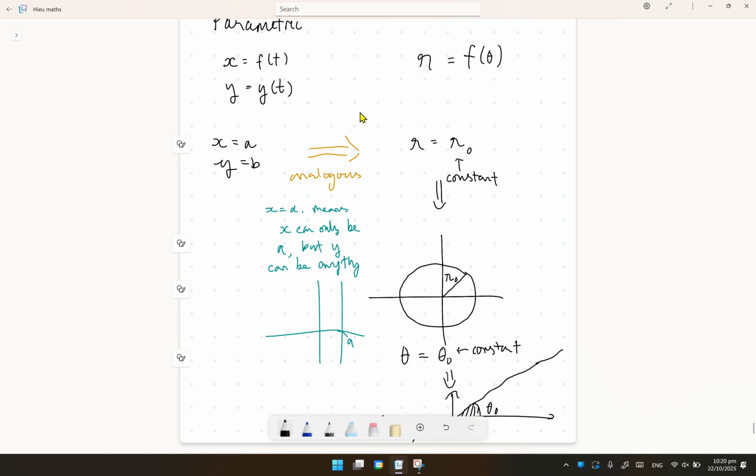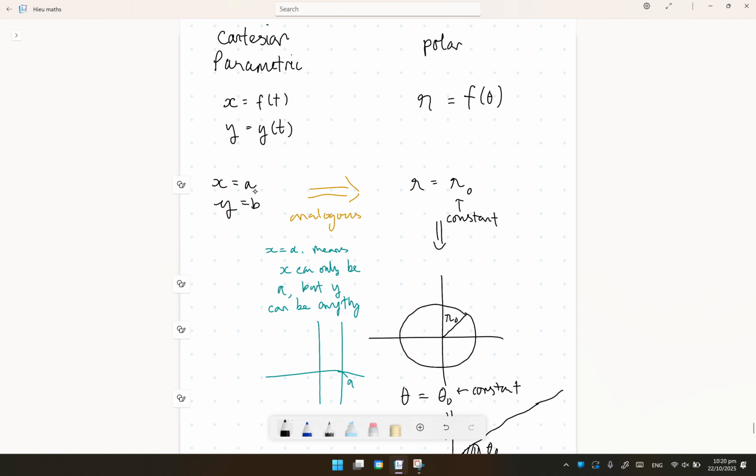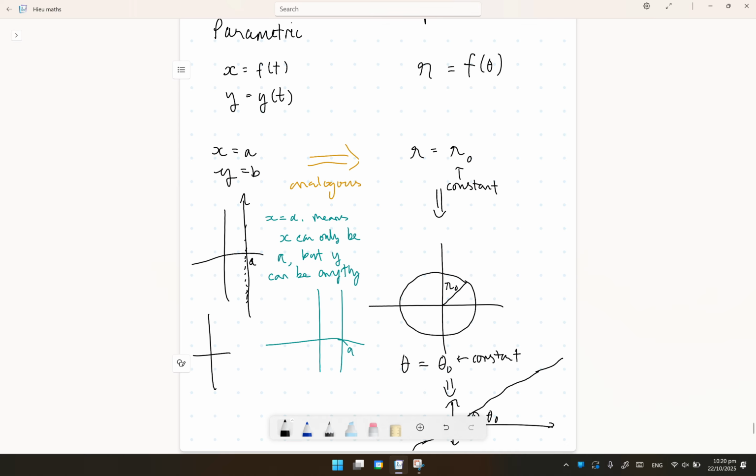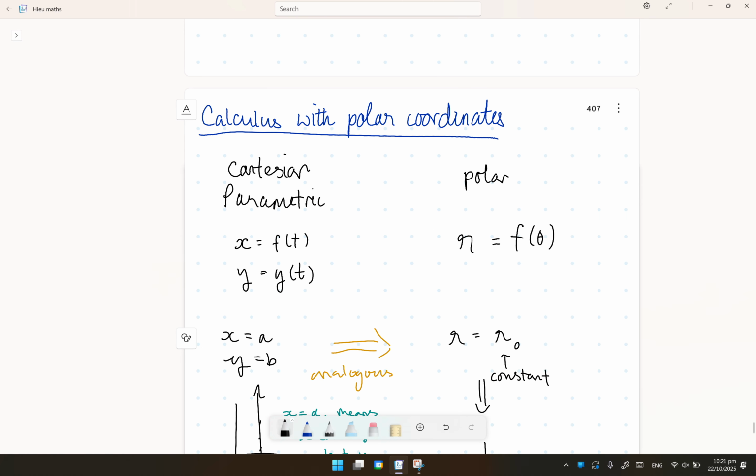Let's try to think about an example. If we think about x equals a, that's the same thing as saying every point on the graph has to be at x equals a, but it can be any y, and so we get this line here. Same for y equals b: every point has to have y equal to b, but can be any x it wants. That's the same idea with polar coordinates.